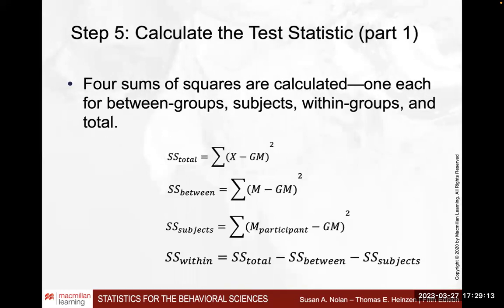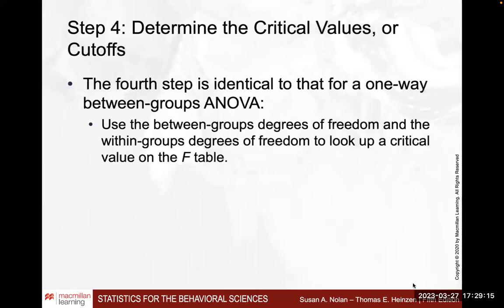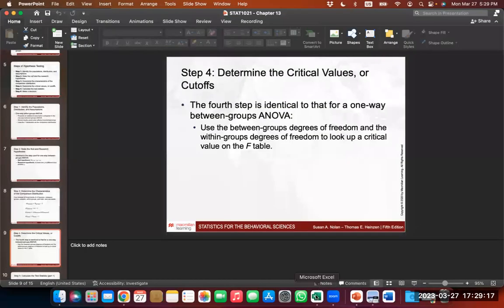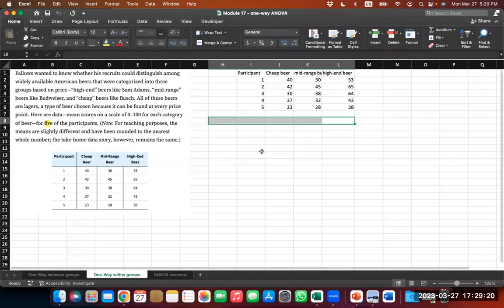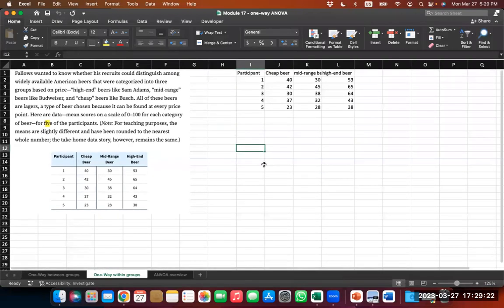Okay. And that's the calculation. We're doing this now. Let's open the Excel spreadsheet. So we did wine drinkers with the t-test. Now we're at beer. So we're now doing a comparison between three different qualities of beer. We do cheap beer, mid-range beer, and high-end beer.